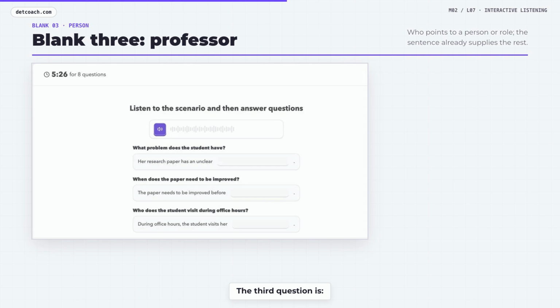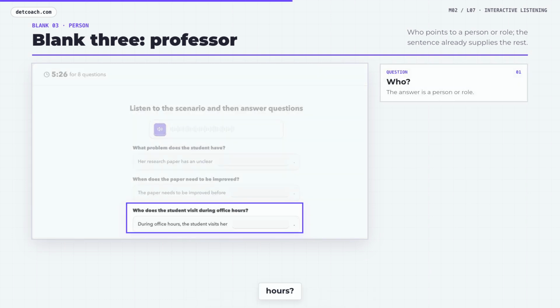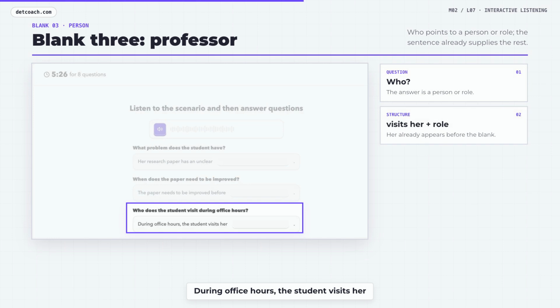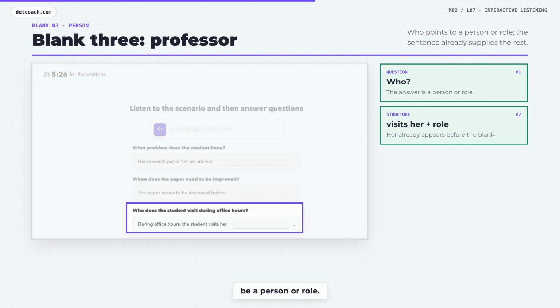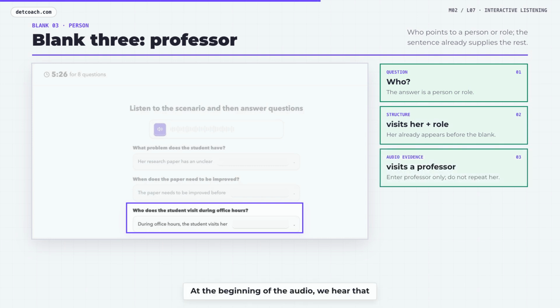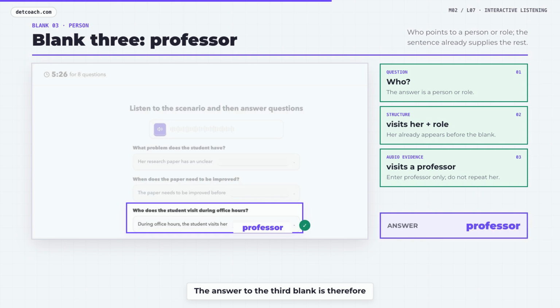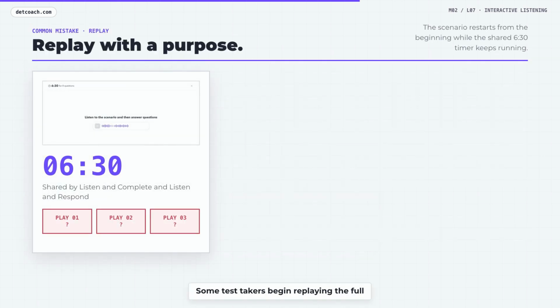The third question is, who does the student visit during office hours? The sentence to complete is, during office hours, the student visits her blank. The word who tells us that the answer should be a person or role. At the beginning of the audio, we hear that a student visits a professor during office hours. The answer to the third blank is therefore professor. Because her is already provided before the blank, do not include it in your answer. Enter only professor.